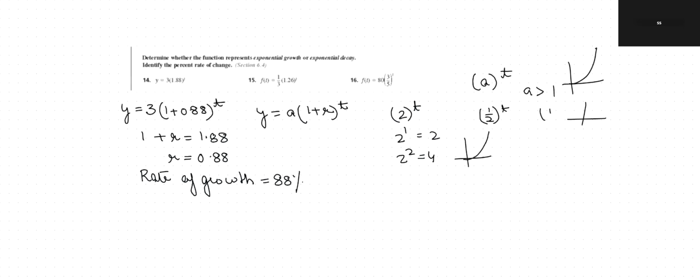But at the same time, if this is suppose half, and this is t, what is half raised to power 1? It is half. What is half raised to power 2? It is 1/4. So it is decreasing. With half raised to power 3, it will become 1 over 8. So it will decrease. So it will be exponential decay.